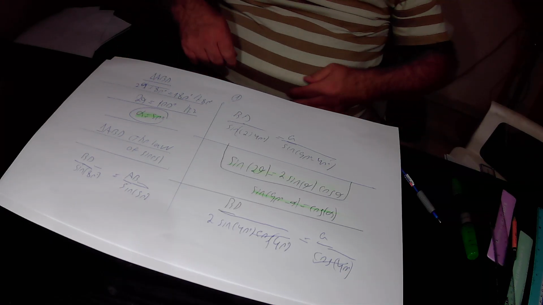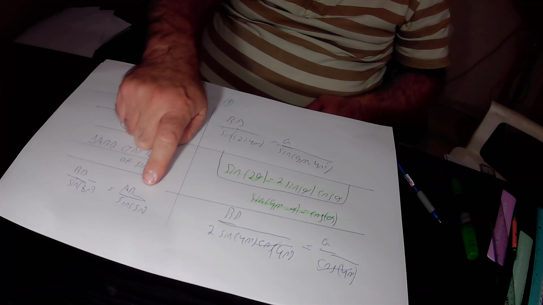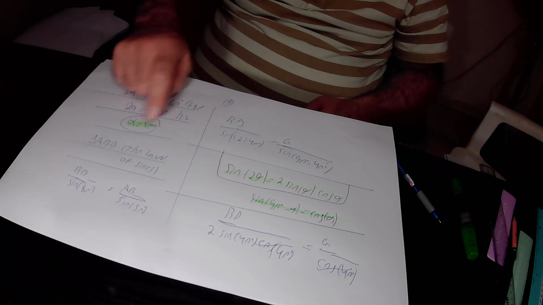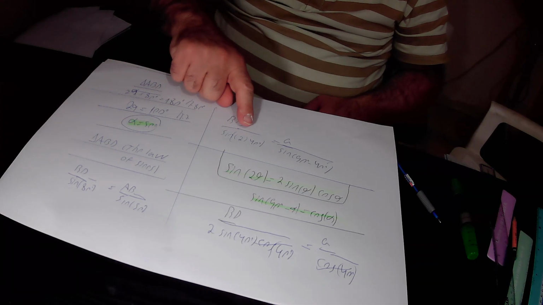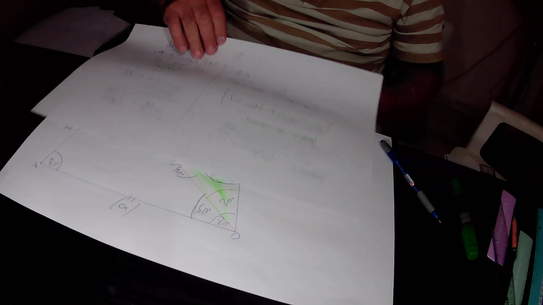In the next step, we substitute 80 degrees by 2 times 40 degrees, and we substitute 50 degrees by 90 degrees minus 40 degrees. So we have BD over sine 2 times 40 degrees, and this is equal to AB over sine 90 degrees minus 40 degrees.